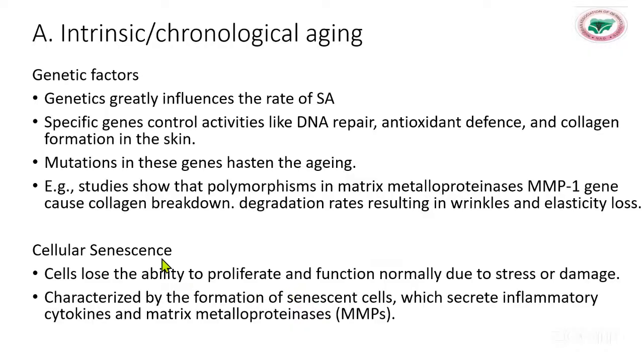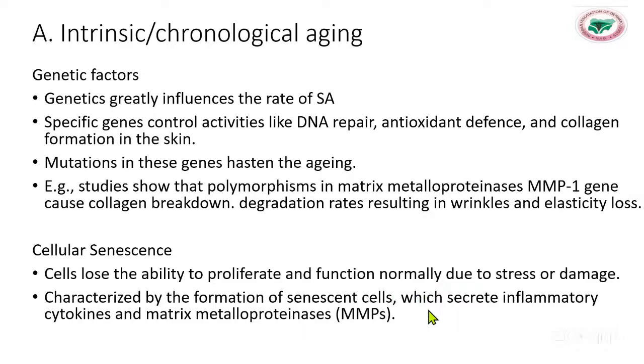Then we have what we call cellular senescence. It's just like when we buy a car: when you're first using it, everything is working well. With time, one thing or the other starts going down. So also our body, we have different components. All these cells eventually lose the ability to proliferate and function normally due to continuous use, continuous stress or damage.